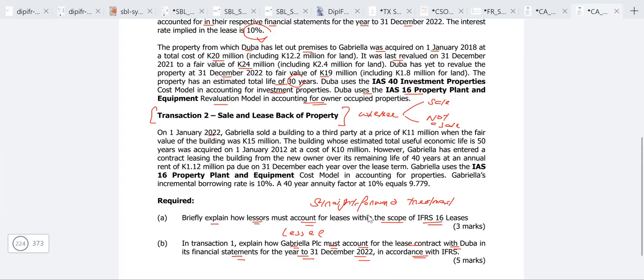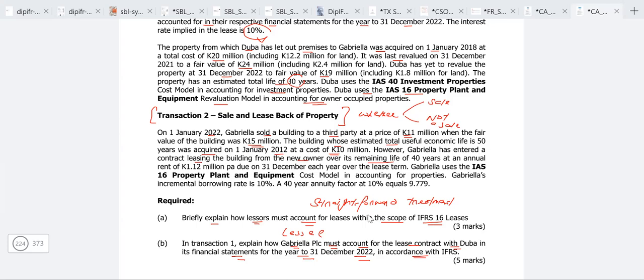So on 1st January 2022, Gabriel sold a building to a third party at a price of 11 million when the fair value of the building was 15 million. The building, whose estimated total life is 50 years, was acquired on 1st January 2012 at a cost of 10 million. However, Gabriel has entered a contract leasing the building from the new owner for its remaining life of 40 years at an annual rental of K1.12 million per annum on 31st December each year over the lease term. Gabriel uses the IAS 16 property, plant, and equipment model.